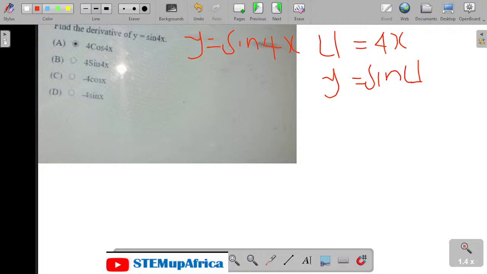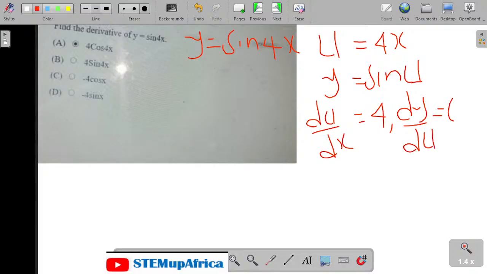So I'm going to differentiate u with respect to x and y with respect to u. If I differentiate u with respect to x, that will give me du over dx. Differentiating 4x will give us 4. I also differentiate y with respect to u, that will give us dy over du, which is cos u. Differentiating sine will give you cos.